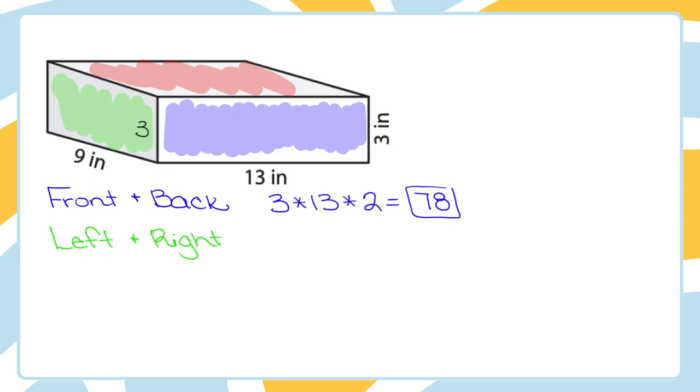So to find the left and the right together, Jason? Multiply 9 times 3 and 2. Good. 9 times 3, and then double it. Abigail? Gives us a combined area of 54.